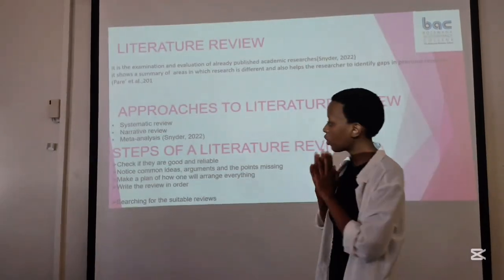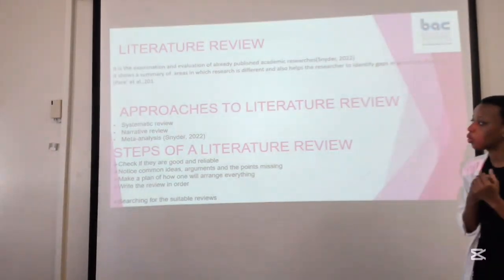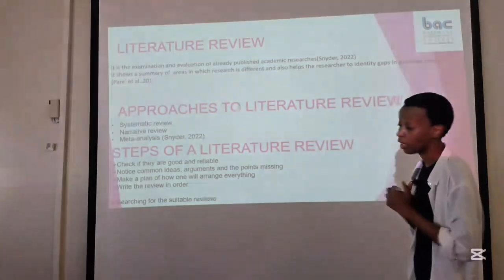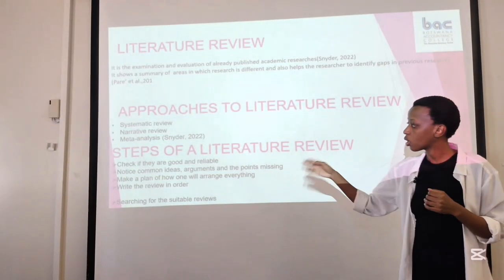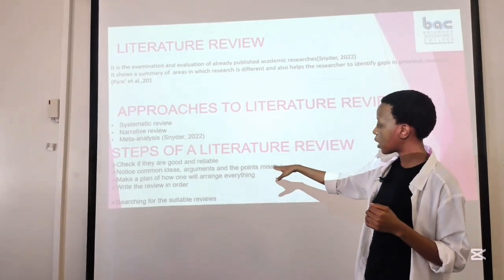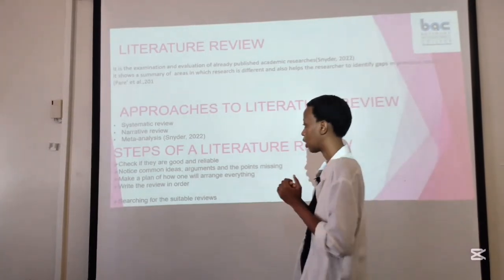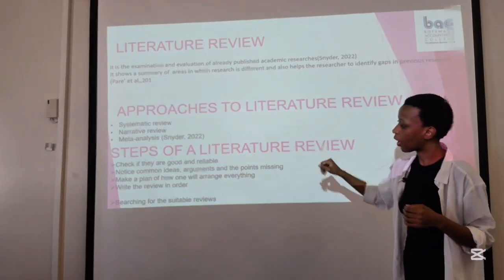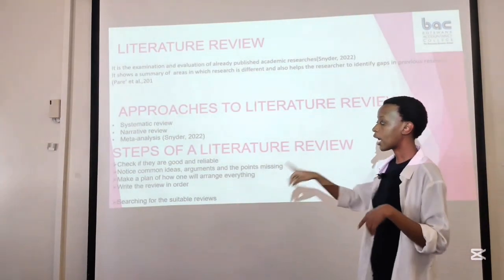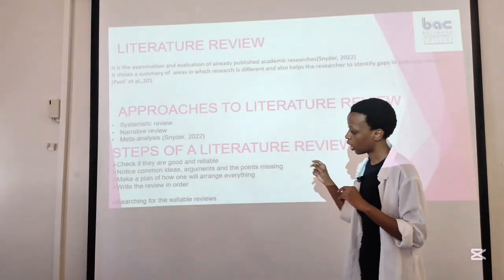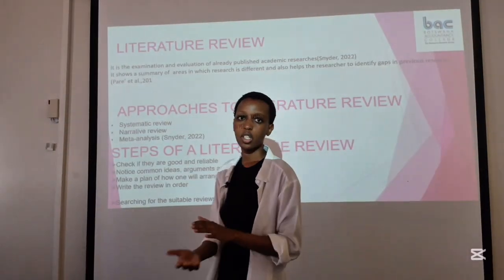And then moving forward to the steps of a literature review. First of all, you have to check if the sources are good and reliable. Notice common ideas, arguments, and the points missing. That is basically finding gaps. Make a plan of how one will arrange everything. Then you write the review in order and search for suitable reviews.